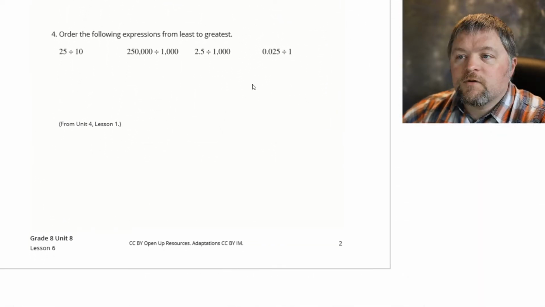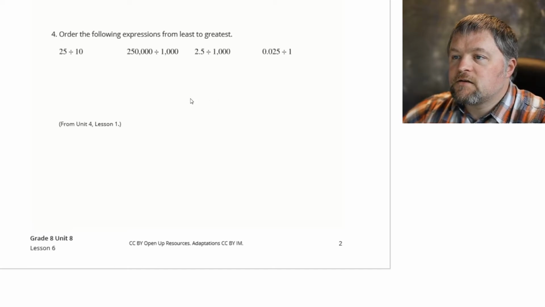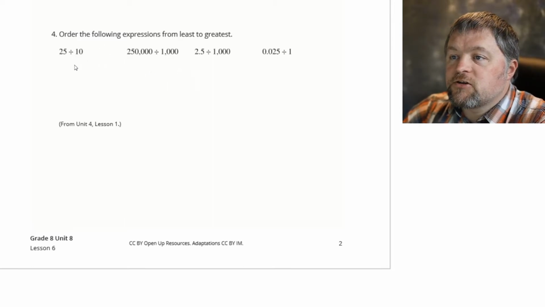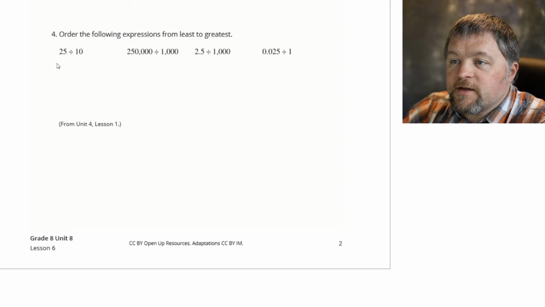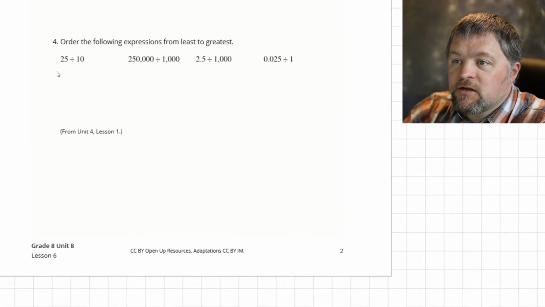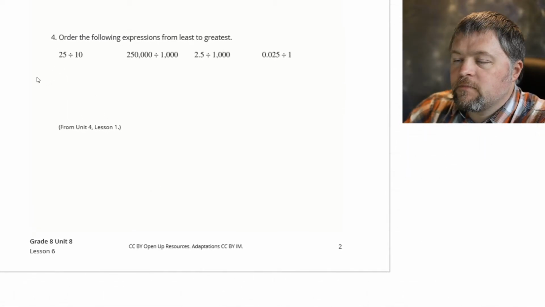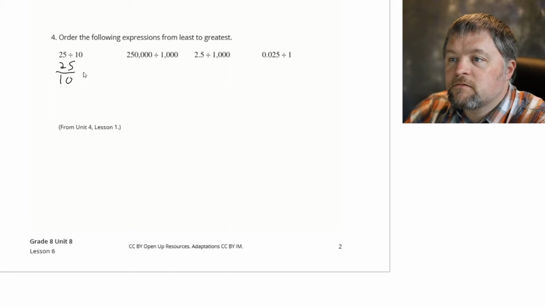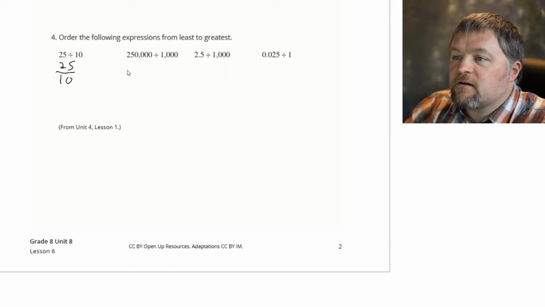Order the following expressions from least to greatest. Okay, we are ordering these from least to greatest. These are all division. So this one is 25 tenths. This one here is 250,000 over 1,000.